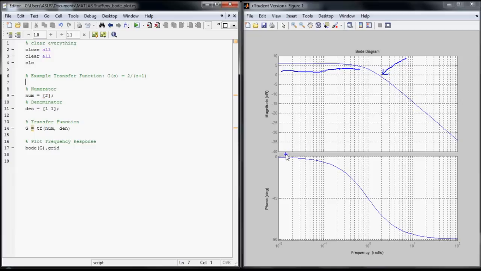The phase is talking about the lag. At the beginning, the input and output are in sync, zero phase. But eventually, the output lags behind the input until it's at negative 45 degrees at the break point, and here at negative 90 degrees at the end of the plot. And this is how you make a Bode plot using MATLAB.